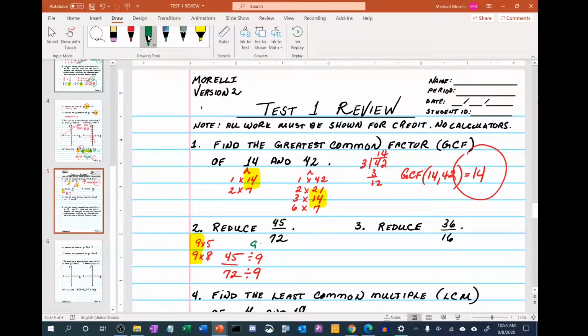Okay, so this is the GCF. You're going to divide by the GCF. 45 divided by 9 is 5. 72 divided by 9 is 8. You end up with a reduced fraction. Okay, when you divide the top and the bottom by the greatest common factor, you'll always end up with a reduced fraction. If you don't end up with a reduced fraction, you didn't divide by the greatest common factor.